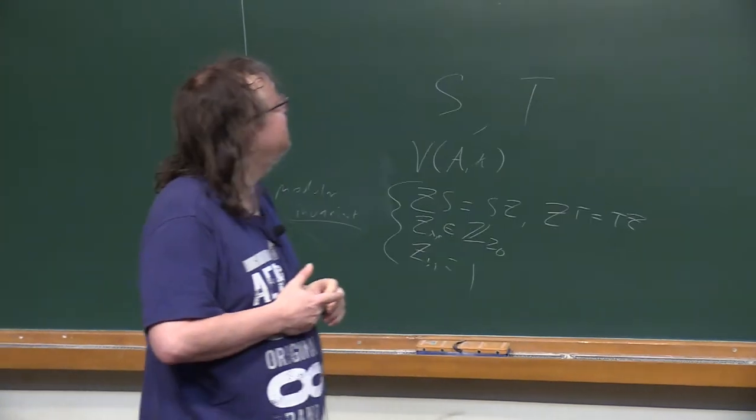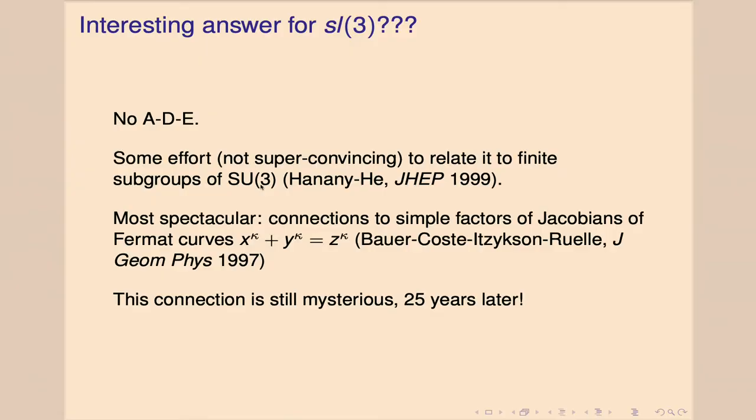So in particular, it had to do with simple factors of Jacobians of Fermat curves. And this was discussed in a paper that Ruel wrote with a few other authors, including Itzykson of ADE fame, and so other connections of the A2 classification. And as far as I know, these connections aren't established yet.